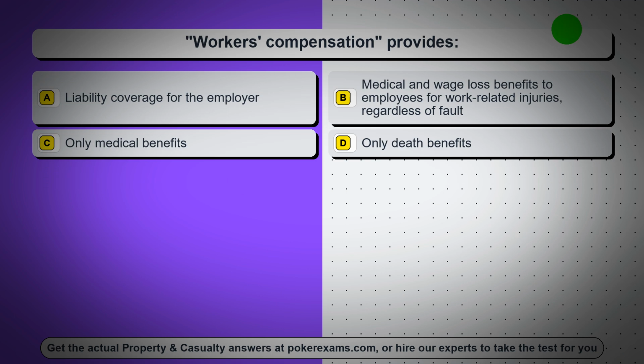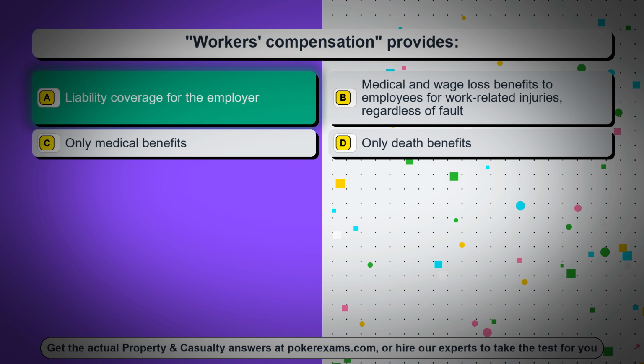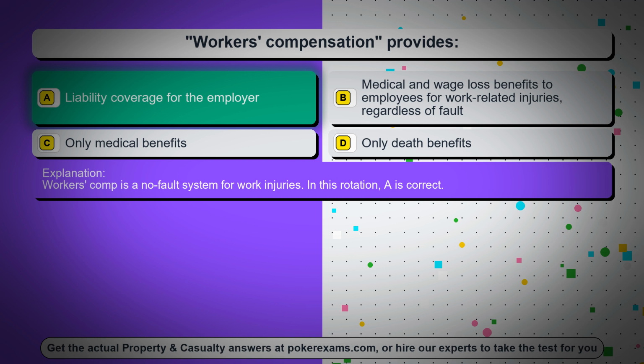Question 3. Workers' compensation provides, option A, liability coverage for the employer, option B, medical and wage loss benefits to employees for work-related injuries, regardless of fault, option C, only medical benefits, option D, only death benefits. The correct answer is option A, liability coverage for the employer. Workers' comp is a no-fault system for work injuries. In this rotation, A is correct.